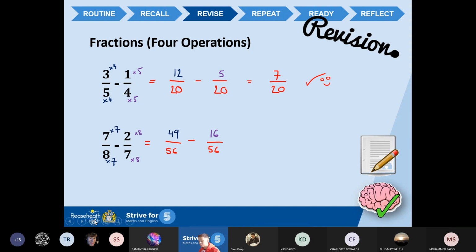And then the final piece of the jigsaw, the final hurrah, the home straight, is to subtract. Keep the bottom number the same. 49 take away 16 is going to give me 33.